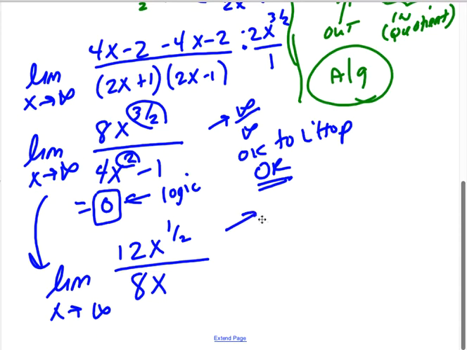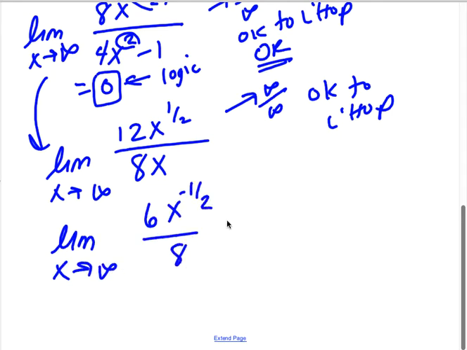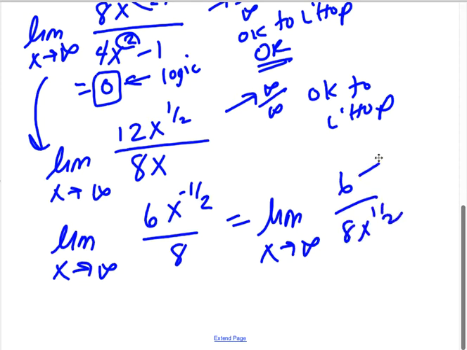If you do still see that it's infinity over infinity and you're not seeing that it's 0, it's okay to do L'Hopital's again, right? If I do L'Hopital's again, I'm going to get that this is the limit as x approaches infinity of a 6x to the negative 1/2 over an 8, which when I rewrite that is going to end up being the limit as x approaches infinity of a 6 over 8x to the 1/2, which is definitely a finite number over an infinite number, which is totally 0, which is what we got a couple steps back.